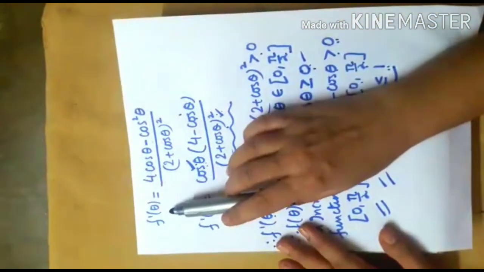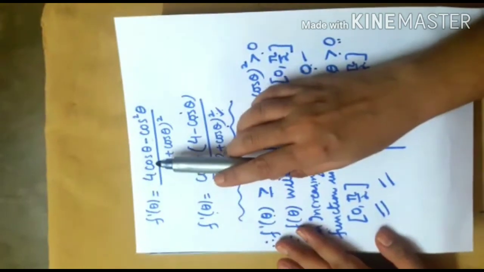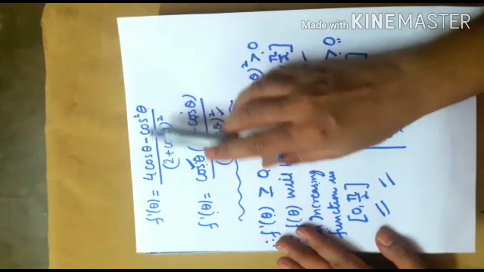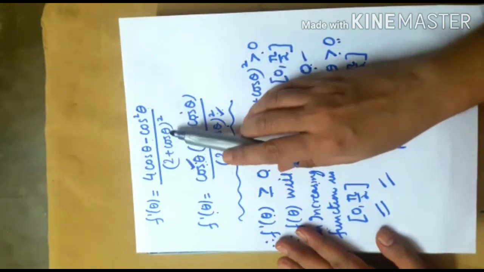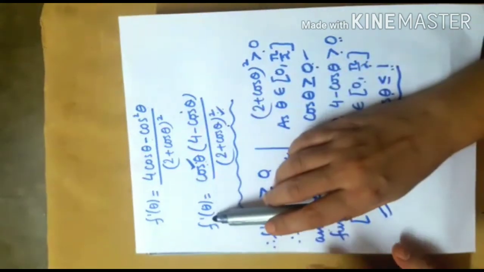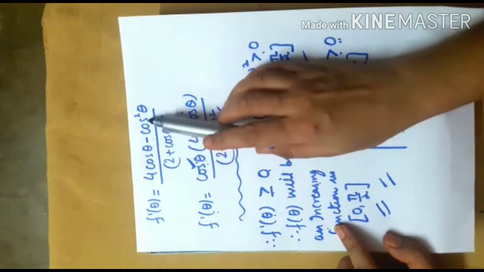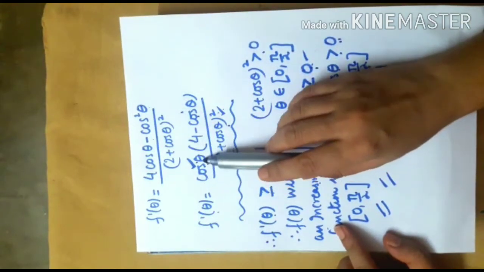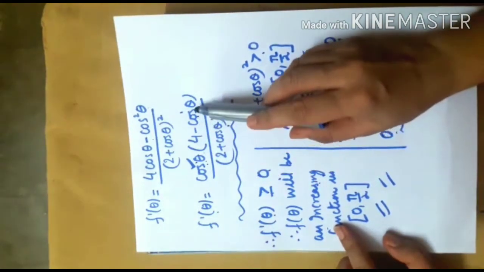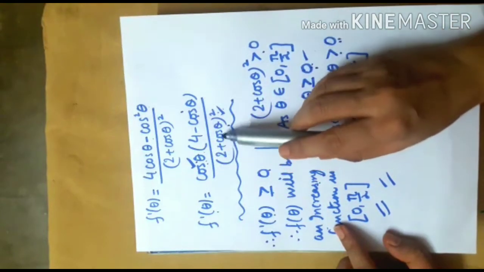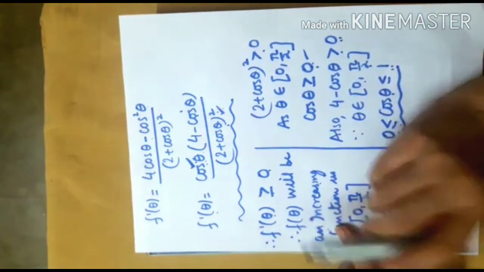So f dash theta is equal to 4 cos theta minus cos square theta over 2 plus cos theta whole squared, which can be written as f dash theta is equal to, take the common factor out, so I'll get cos theta into 4 minus cos theta over 2 plus cos theta whole squared.